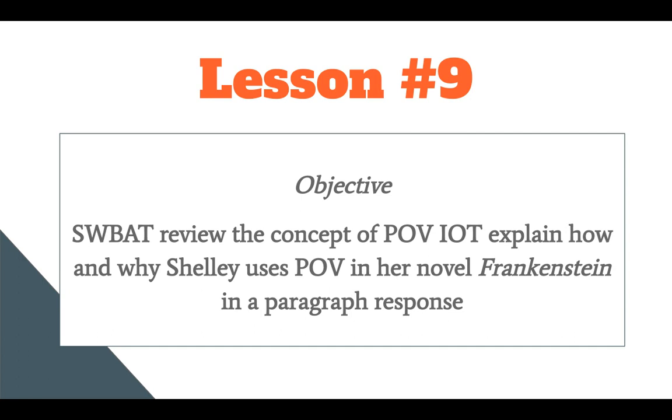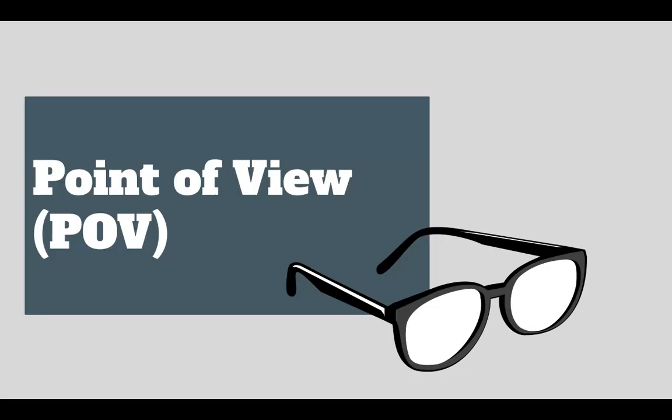Okay, last class, we briefly introduced the concept of point of view. So today, our objective or goal is to first just review that concept so that you guys can explain how and why the author Shelley uses point of view in her novel Frankenstein. And you guys will be writing a short paragraph just kind of reflecting and answering questions about that point of view.